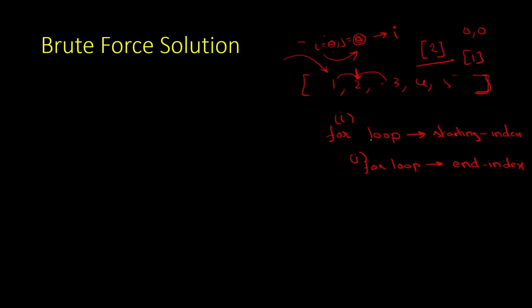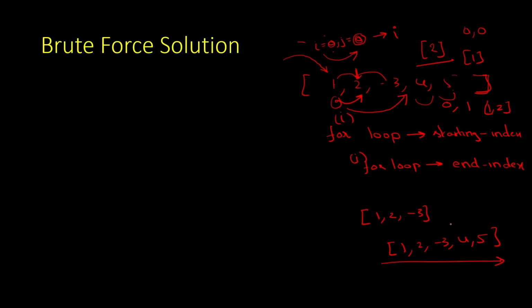Next, in the same i, like for 0, j will go to 1, right? So j will now go to this particular number, which would be the subarray of 1, comma 2. Next, for i being 0, j can move to this index. So it would be the subarray of 1, 2, minus 3. So like this, we will cover everything. So the first loop for i will end where? Once j covers the entire array and we get the full array, right?